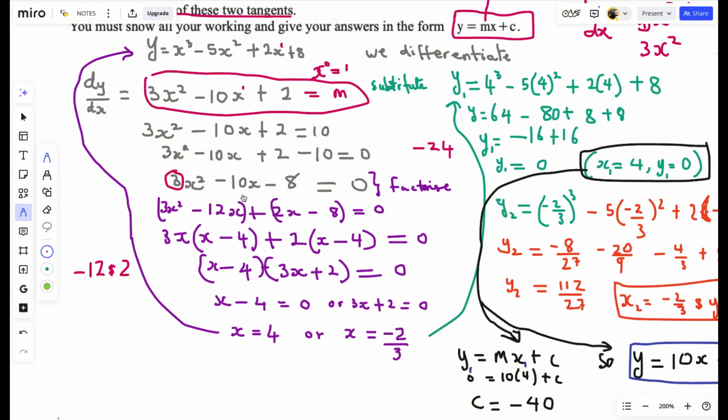So it will give this second term. If you multiply, it will give this one. If you add them, you get this. So you replace this middle term with what? With this negative 12x and 2x. So in place of negative 10x, we're going to replace. So you write this one down, 3x squared minus 12x plus 2x minus 8 equal to 0. Now we group.